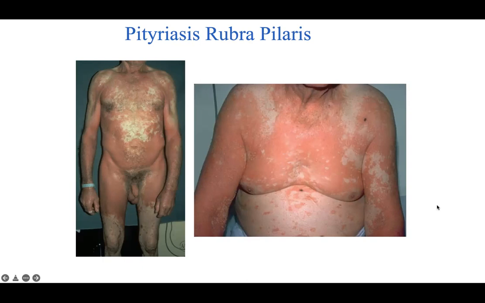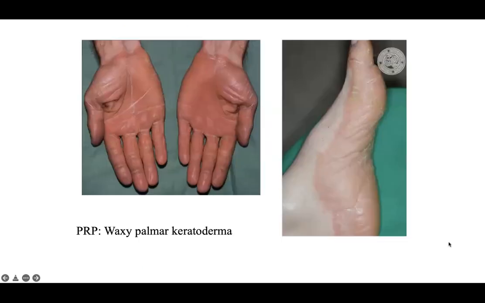And with palmoplantar pustular psoriasis, for example, you'll find more pustules, whereas with Pityriasis rubra-pilaris, you'll usually find more palmoplantar keratoderma. You can see here the waxy palmar keratoderma in PRP.